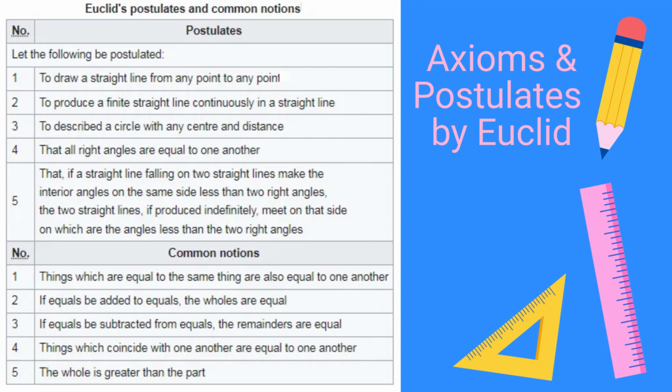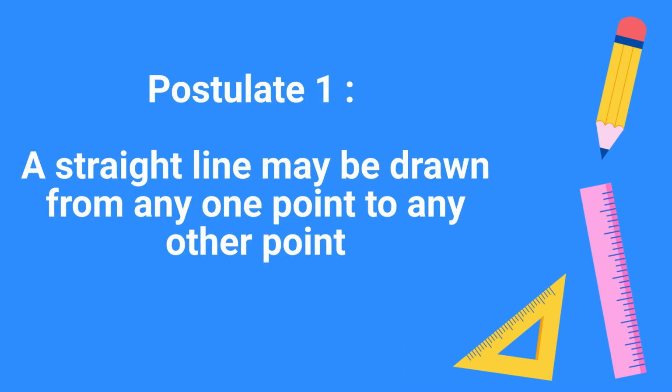That is, if a straight line falling on two straight lines makes the interior angles on the same side less than the two right angles, the two straight lines, if produced indefinitely, meet on that side on which the angle is less than the two right angles. So this is postulate number 5. But were you able to understand? No. So let's begin with postulate number 1.